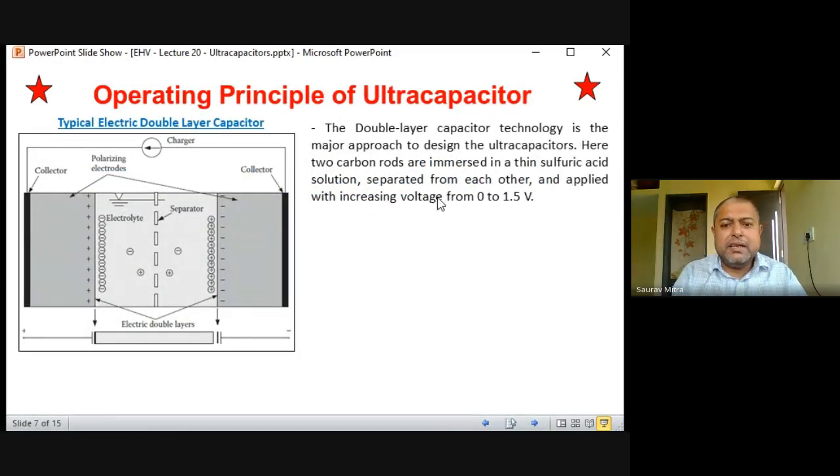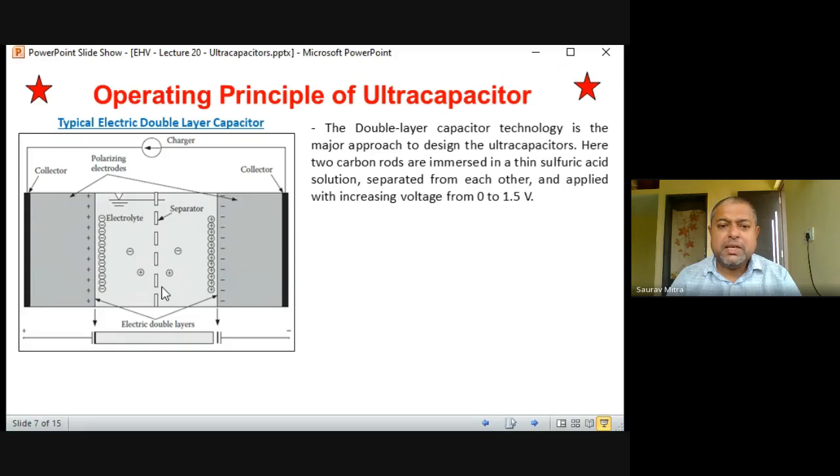So we are finding the double layer capacitor. This is a very important slide. Prepare this. The double layer capacitor technology. What is the double layer capacitor technology? You can find that there are two collectors. There are two collectors here, and inside there is an electrolyte chamber, and they are separated by a separator. So the double layer capacitor technology is the major approach.